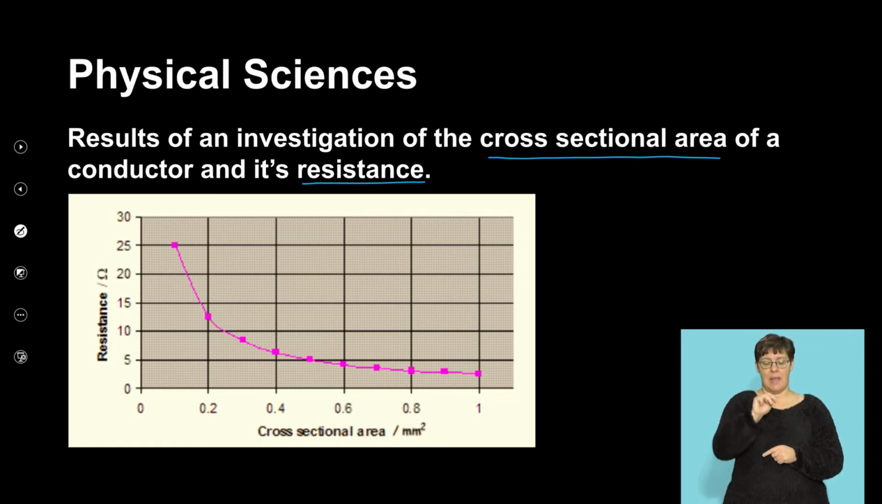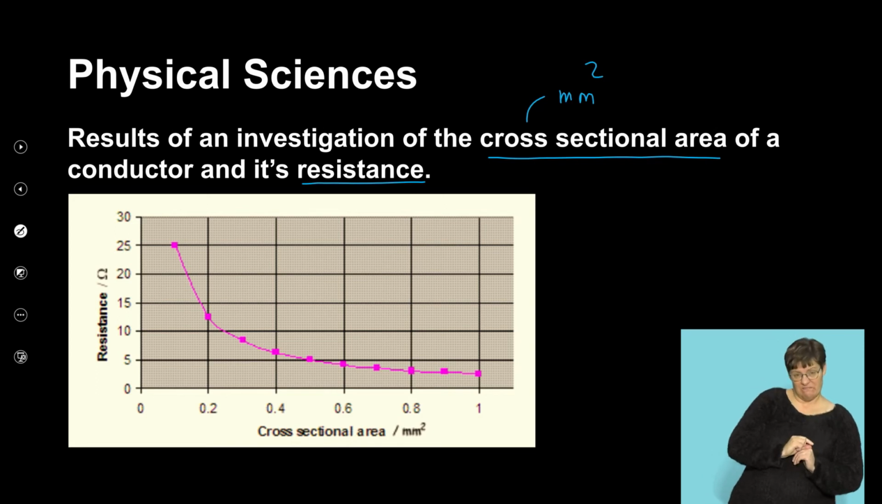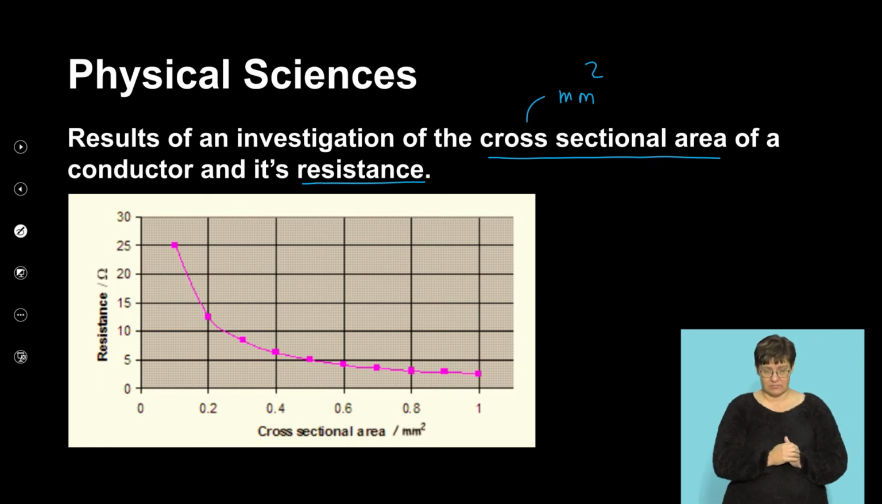The cross-sectional area is in terms of diameter. You can take note of the units. This is measured in millimeters squared. That's the cross-sectional area, which is also based on the diameter. And then the response variable, on the vertical axis, is our resistance. But what do we notice from this set of data? When there is a smaller cross-sectional area, or smaller diameter, there is greater resistance, right?